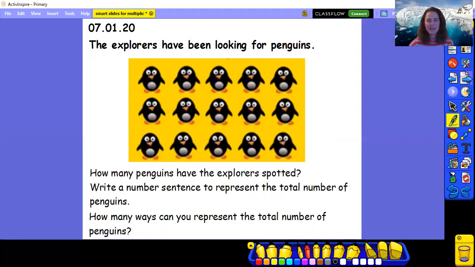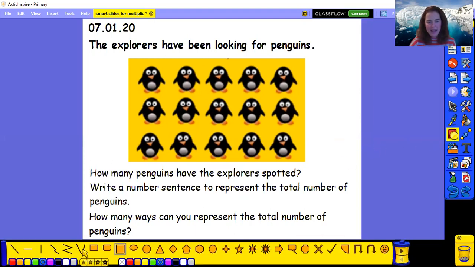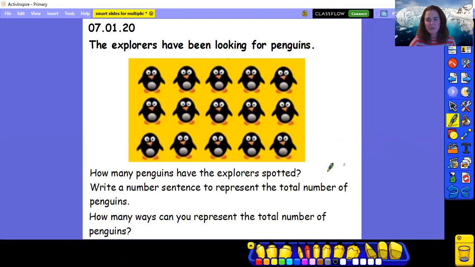So what we're looking at is called an array. And we can look at this by looking at how many penguins are in each group. So I'm going to put some groups on the screen for you. And we are going to use our understanding of repeated addition and multiplication to help solve this problem. So let me just get up a pen color.